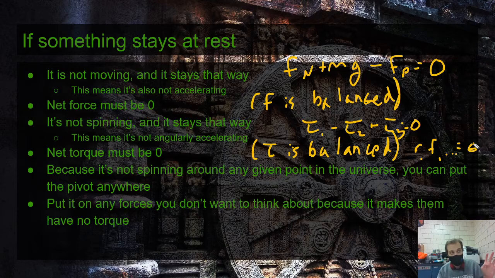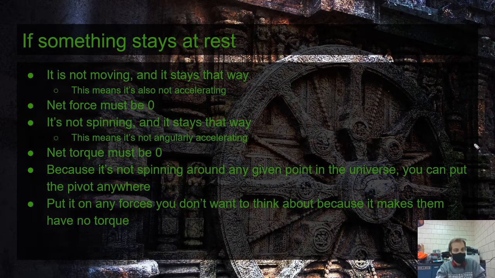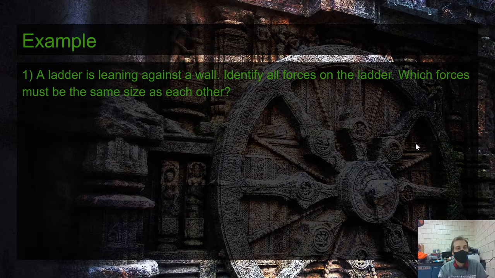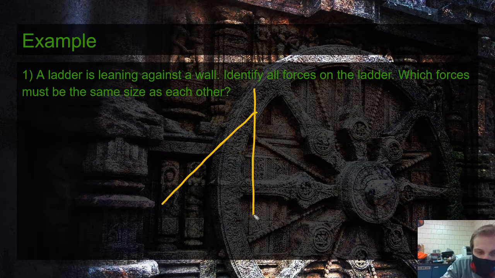I think all of this will become a lot easier to understand, why this is useful or how to do it, with an example. So let's just do an example. A ladder is leaning up against a wall. Identify all the forces on the ladder. Which forces must be the same size as each other? So here's my ladder, here's my wall, here's the floor.